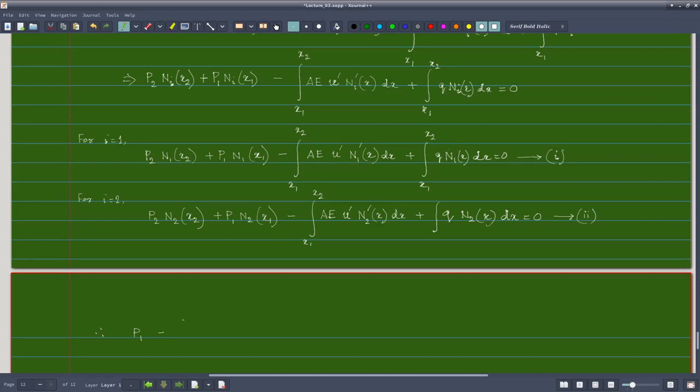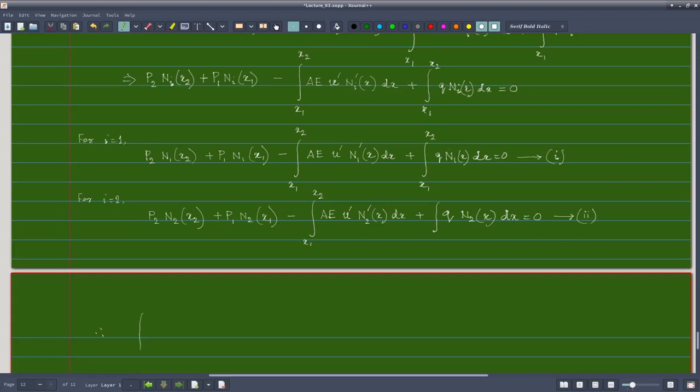minus this integration x1 to x2 AE. Okay, let me also do one thing. Let me take this integral term to the right hand side and these two force terms to the left hand side, and then just write it the other way around. That means I will write this in the left hand side and this in the right hand side.